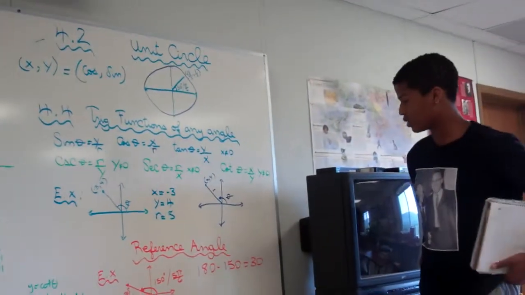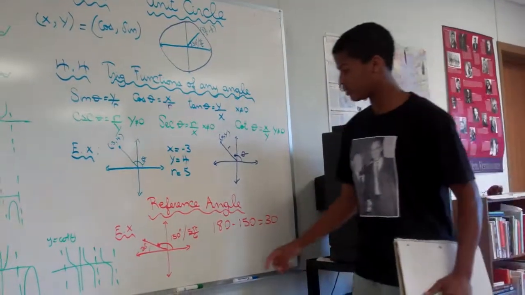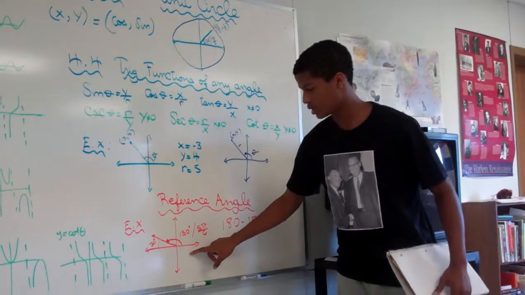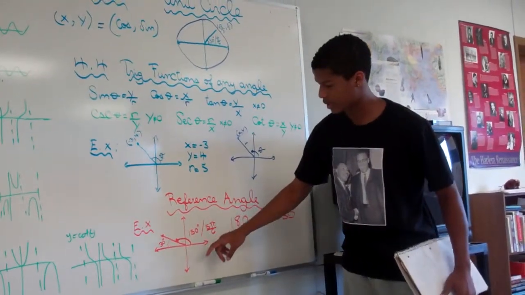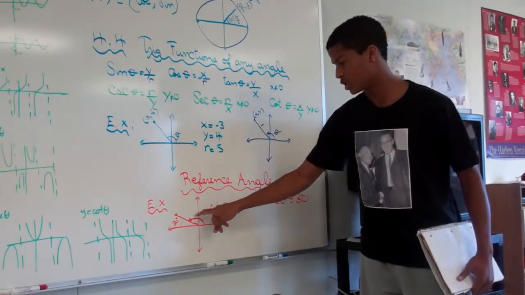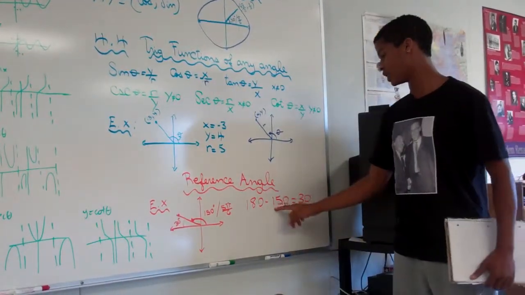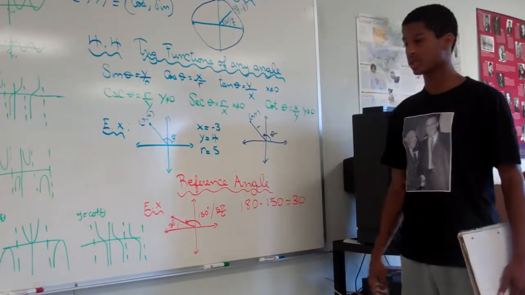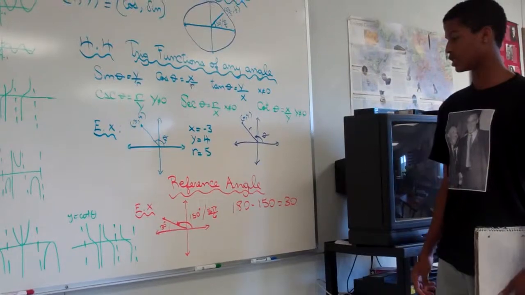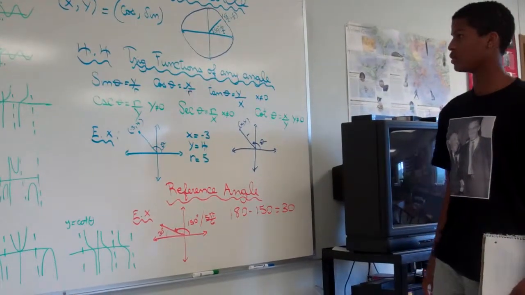For reference angle, pretty much the basics. They give you an angle, and you subtract to get the closest angle to the x-axis. For example, they give you the angle 150, so 180 minus 150 equals 30. So this is pretty much how you get your reference angle. Does that make sense? Alright, cool.